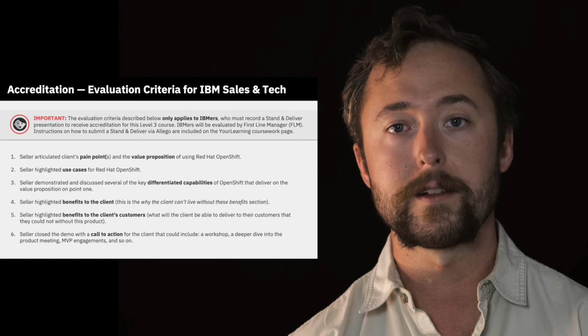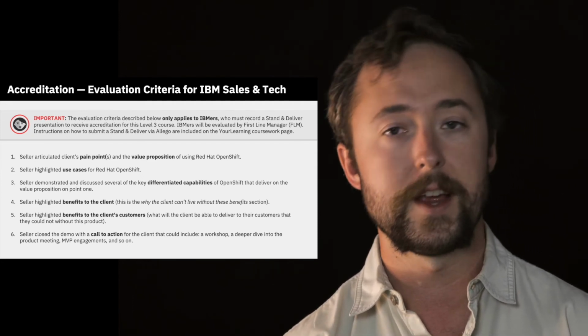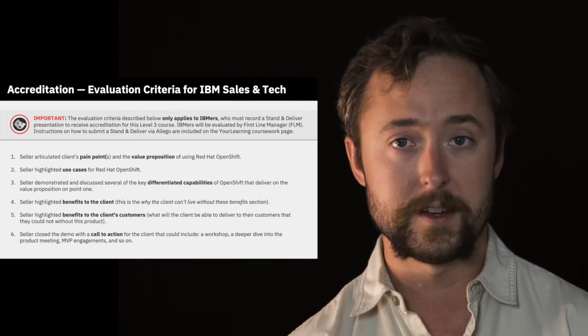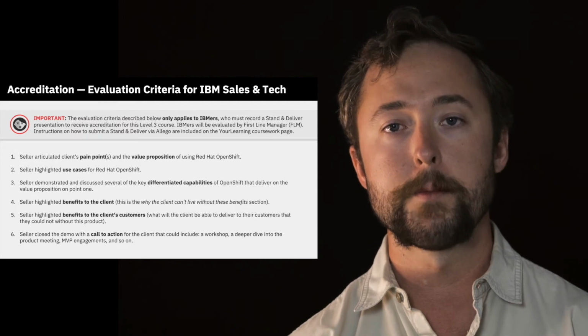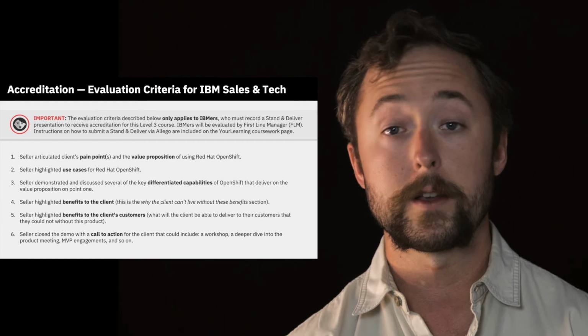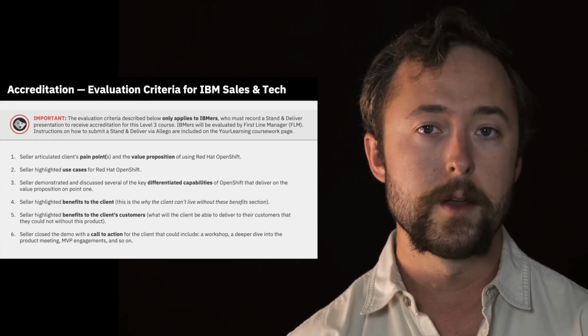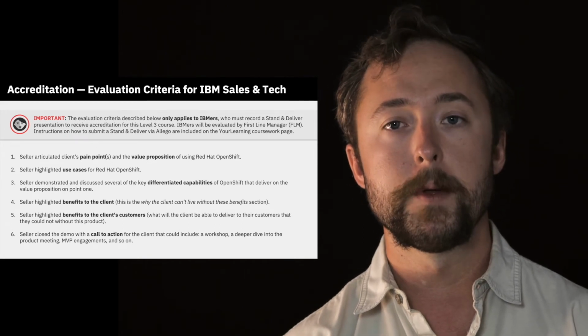So this is the way that the client can't live without those benefits that were included in the previous section. The sellers need to highlight the benefits to the client's own customers. So not only how the client benefits, but those downstream of the client's solutions. The seller also needs to close out the demo with a call to action for the customer. And that might include something like a workshop, a deeper dive into a product meeting, an MVP engagement, or something along those lines.